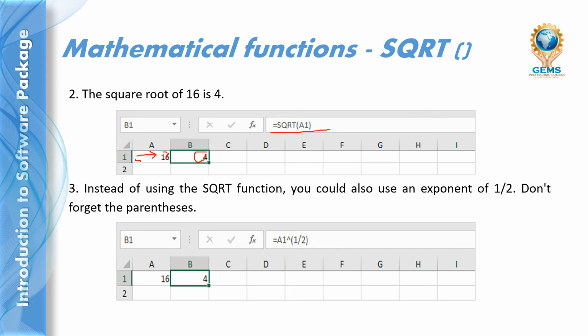Instead of using the square root function, you could also use the exponent of 1 by 2. Don't forget the parentheses. Here we use equal to SQRT of A1, so we got the answer 4. Same, instead of using that function, you could also use an exponent of 1 by 2, so A1 raised to 1 by 2. A1 is the value 16, so we will get the answer 4.